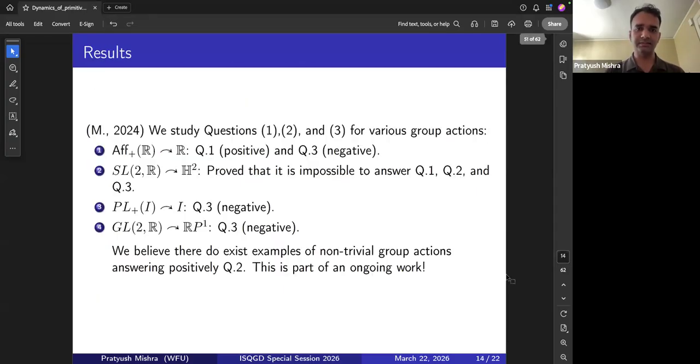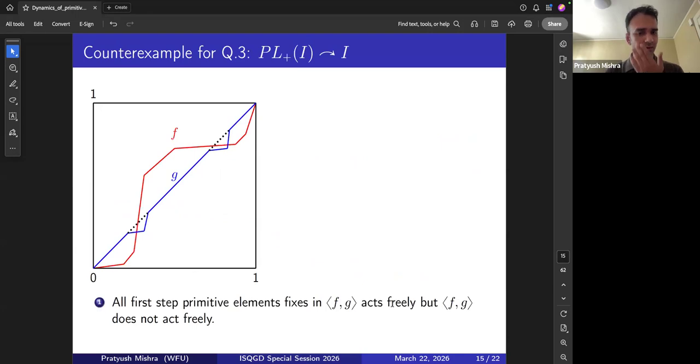So this is the PLI, the third one, the counterexample. For the first step primitive elements, F is a piecewise linear map from the interval 0, 1 to 0, 1, and G is a piecewise linear map. We proved that all the first step primitive elements act freely, but the whole group does not act freely. And that proof uses some broader idea of the intermediate value theorem from calculus 1.